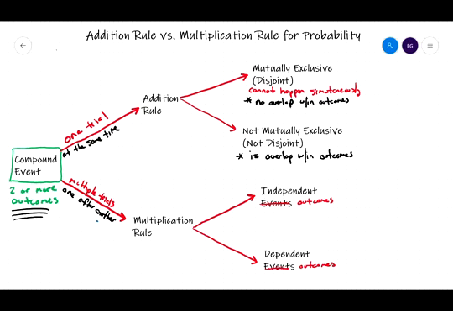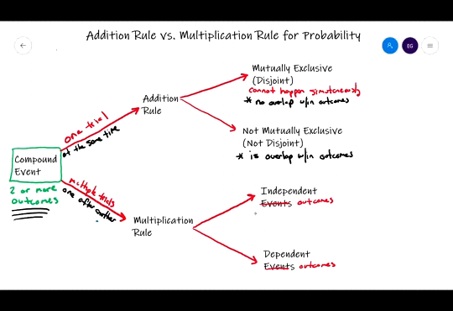So if two outcomes are independent, that means the first outcome occurring does not affect the likelihood of the second outcome occurring. So let's say for the multiplication rule, we'll call A the first event and B the second event. A happening does not affect the likelihood of B happening.